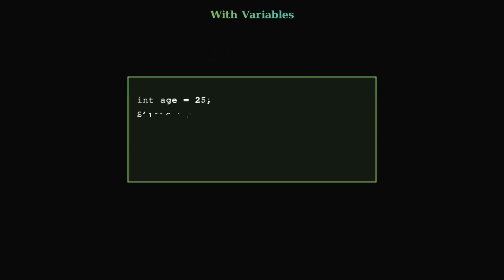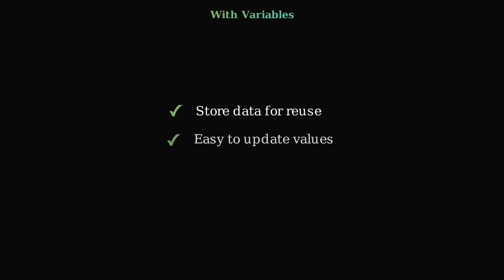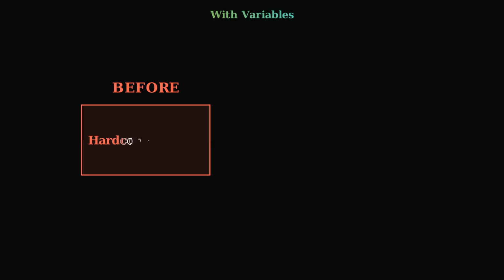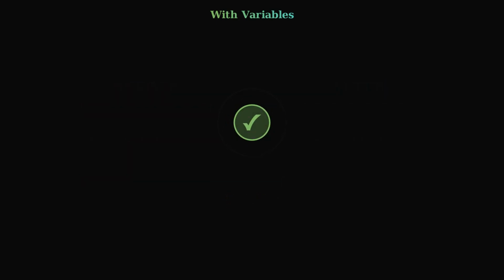Here comes the solution. Variables. Look how clean the code is now. Store data for reuse. Easy to update values. Clean, readable code. Compare the difference. And that is why we use variables.